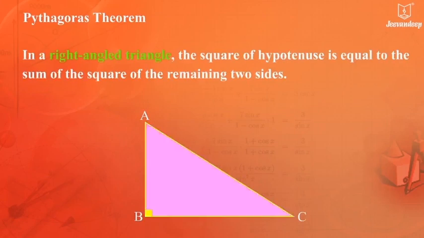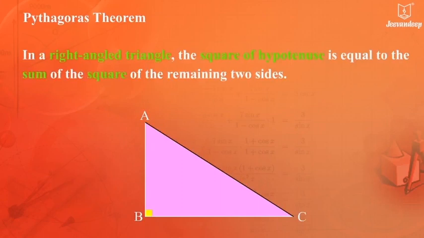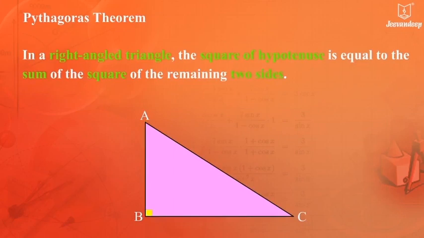Pythagoras Theorem. In a right-angled triangle, the square of the hypotenuse is equal to the sum of the squares of the remaining two sides.